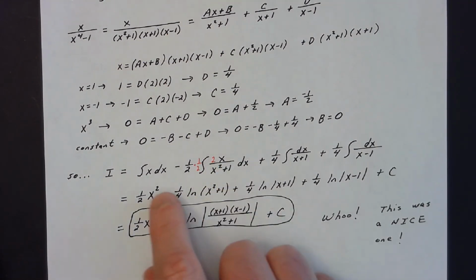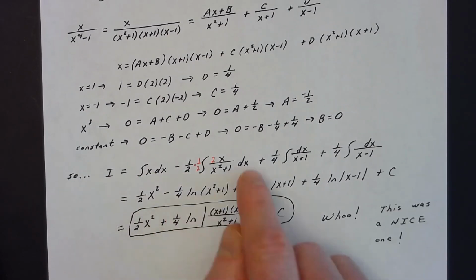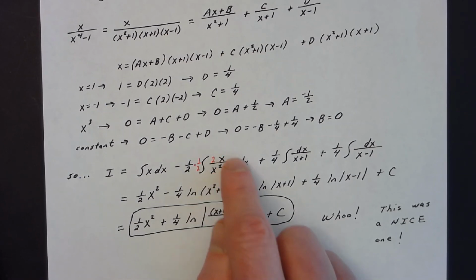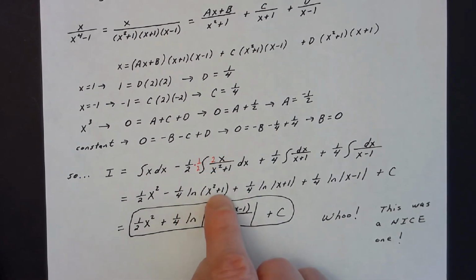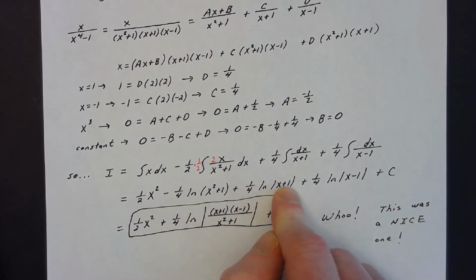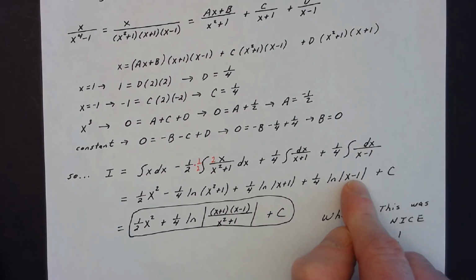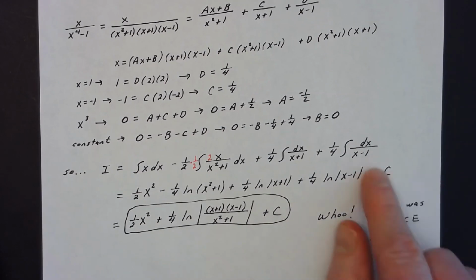So I have 1/2 x squared, the integral of the first one. This is going to be minus 1/4, and then the derivative of the denominator is in the numerator, thus it's the natural log of that denominator. I didn't need the absolute value since x squared plus 1 is automatically positive anyway, plus 1/4 natural log of x plus 1 inside of an absolute value, plus 1/4 natural log of x minus 1 inside of an absolute value. Of course, plus our constant of integration.